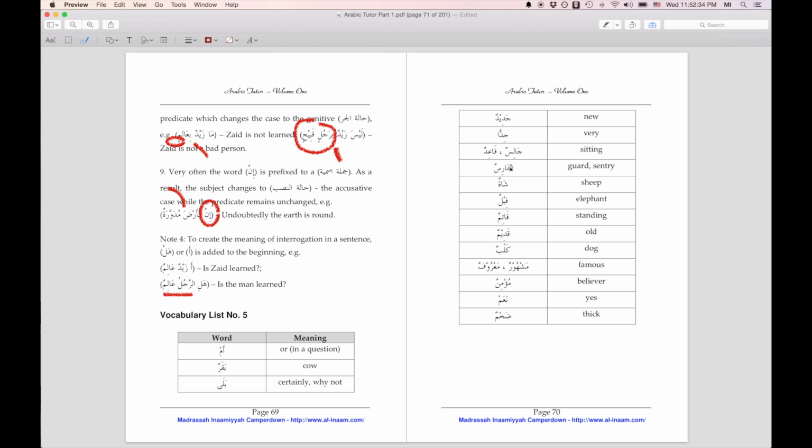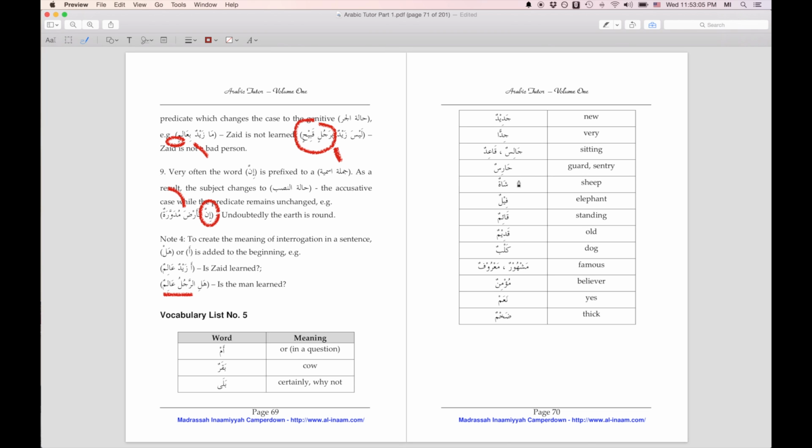Jalisun, qa'idun, sitting. These are also verbs. I think that's ism fa'il, jalisun, somebody who's sitting. The verbs here are jalasa, yajlisu, and qa'ada, yaq'udu, I believe. So those are the verbs, but this is being used in this form. So it's jalisun, ism fa'il, qa'idun, sitting.